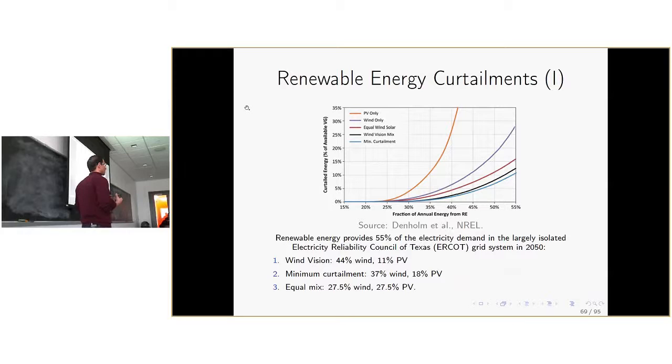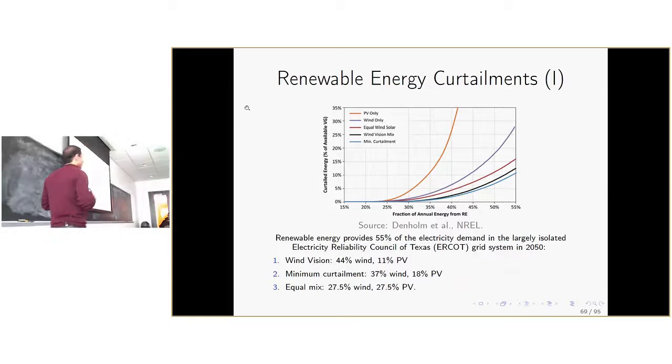I tried to find some data for curtailments today, but I could not find any data, so I used just this graph. There's a recent study done by people at NREL, focused on ERCOT, and they consider three scenarios. As the fractional annual energy from renewable sources goes from 50% to 55%, you can see the curtailed energy is increasing exponentially.